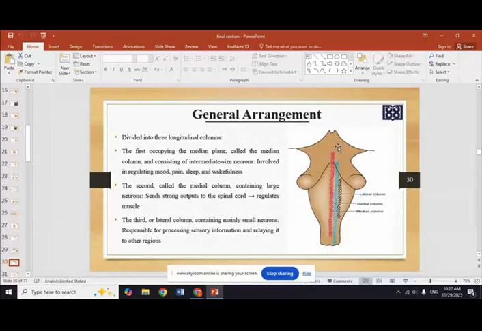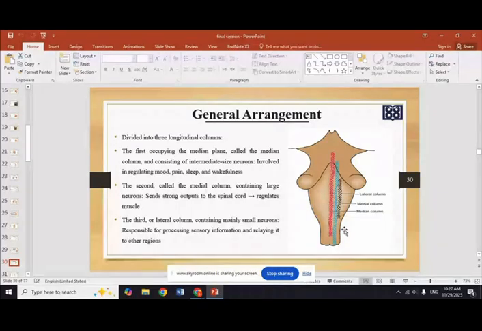It consists of intermediate-size neurons. So the red color is intermediate in size. The second one here has large neurons. And the next one, the black color, has small neurons. The first one, the red color, is involved in regulating mood, pain, wakefulness, and also sleep, by means of connecting to the upper part and to the lower part.